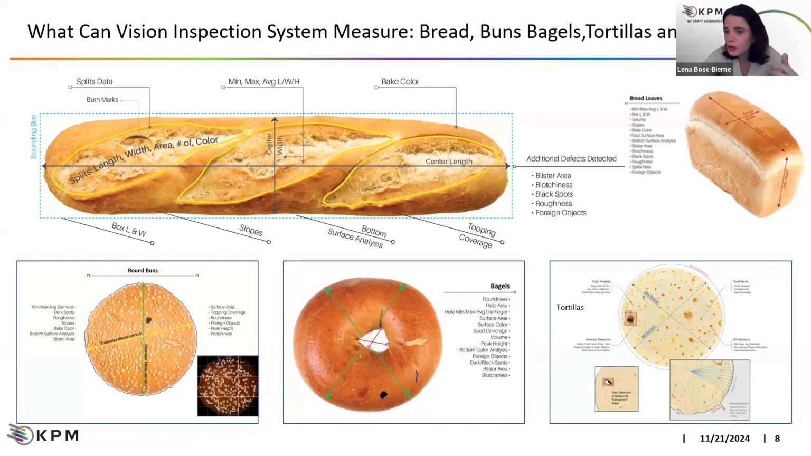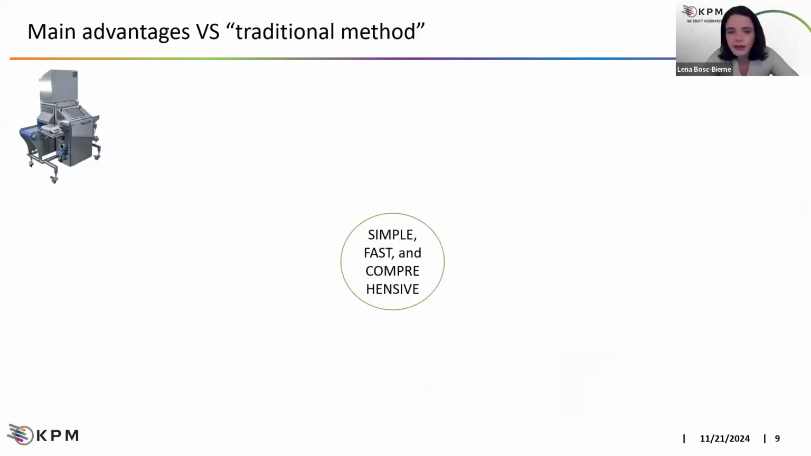For some people, it will be the roundness. For some people, it will be the volume, the diameter, the color, whatever makes your final product unique. But if you can see it, then you can detect it. That's a little bit the idea.